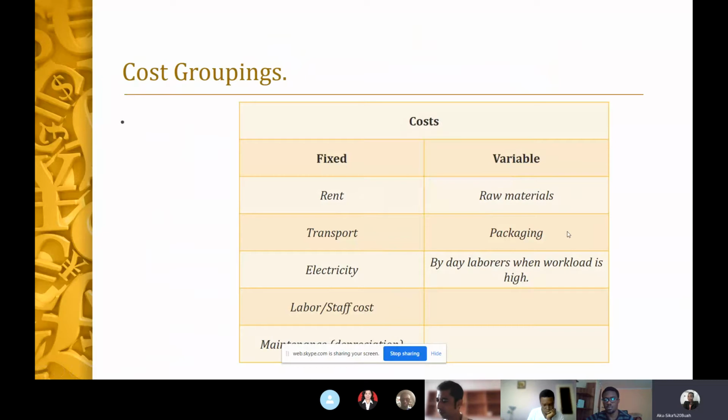So usually when it's festive season like Christmas or Ramadan, or when someone is having a program like a wedding or birthdays, the orders are huge. People order more. So sometimes they need extra hands to produce, and then they hire temporary staff. So this is the by day labor. They are not permanent staff. They just come in as and when they are needed. So they are also classified under the variable costs.